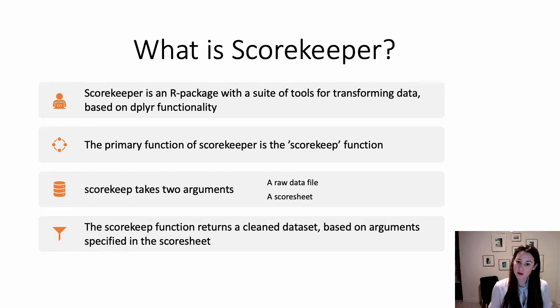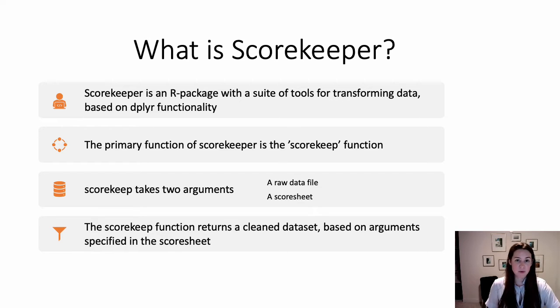So overall, the scorekeep function that you're going to use has 2 arguments. It includes a raw data file and a score sheet. And we're going to talk about what that score sheet is in just a minute. The scorekeep function returns a clean data set based on the arguments that are specified in that score sheet.